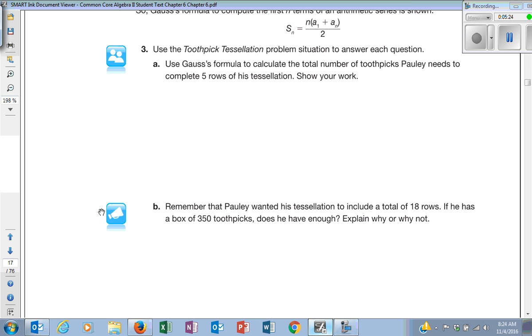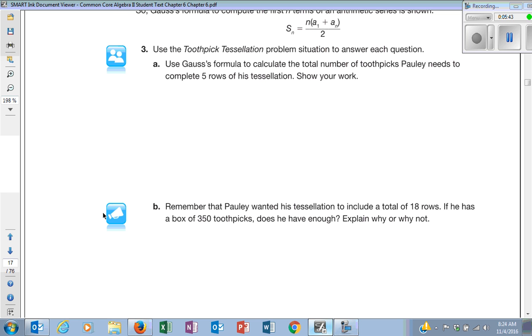So we got A says now we're actually supposed to find that same question that we just did for homework. We're going to find the same amount, but we're going to use Gauss's formula. So how many toothpicks should we need total for this? What should the answer be? It should still be 40. We're just finding the 40 a different way.